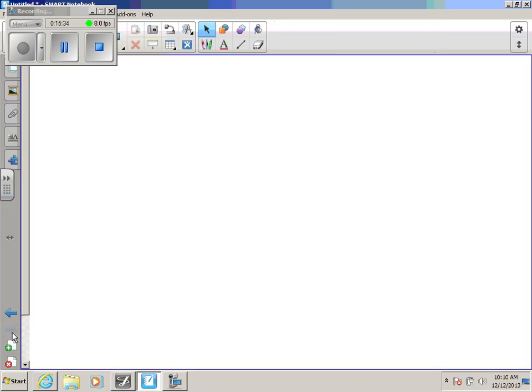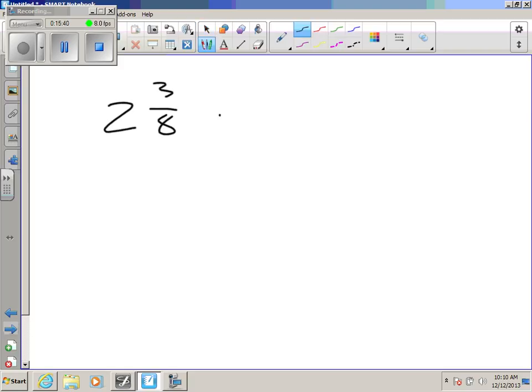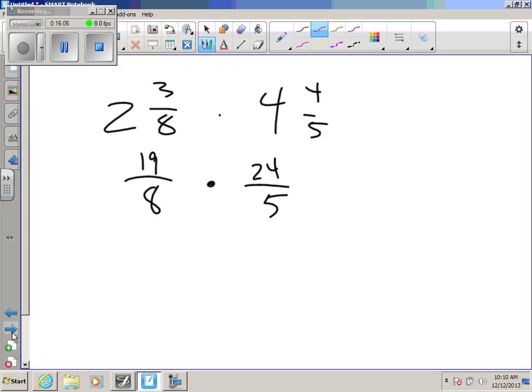Sophia, 16. 2 and 3/8, 4 and 4/5. All right? Need them in fraction form. 16 plus 3, 19 over 8. 20 plus 4, 24 over 5. Any question on how to get to an improper fraction? No? Good? Diagonally, 19 and 5, can I reduce them at all? How about 24 and 8? Dividing them both by what?